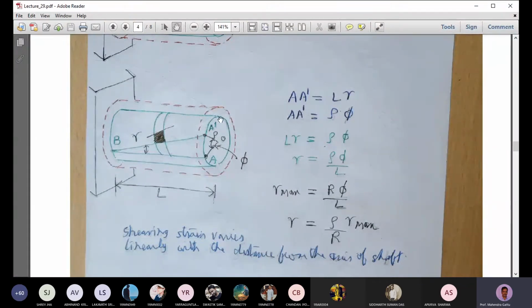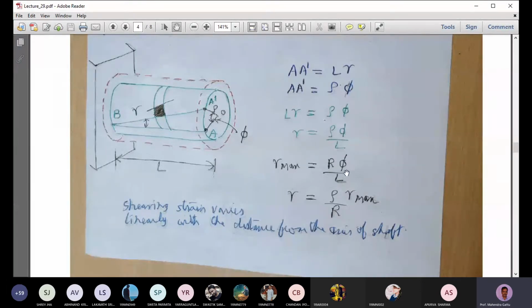So rho is the radius of the inner cylinder. We see that there is a linear dependence on the radius. At rho equal to 0, when you're looking at the center, gamma will be 0, and if you move farther away from the center and reach the outermost point, then you will get the maximum gamma value. So gamma max will be R phi by L, where R is the total radius of the entire shaft.